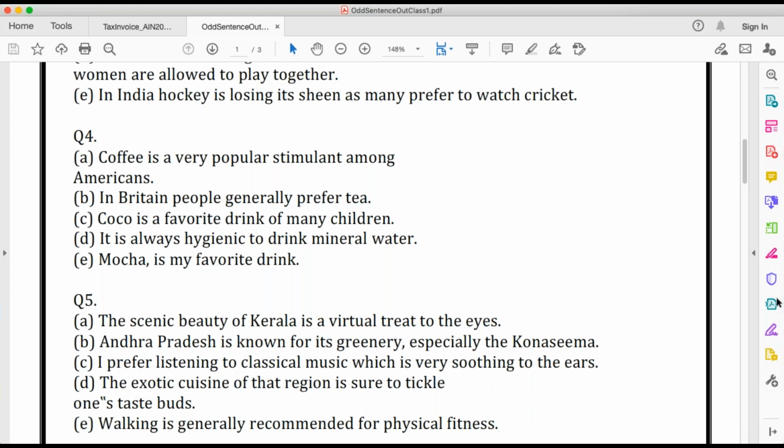If I would have said that X person's walking style is something which is very inspiring to millions out there, or if I say the way he walks carries a different charisma, then I would have put sentence number B as the odd sentence out, but not in the way it's currently written.